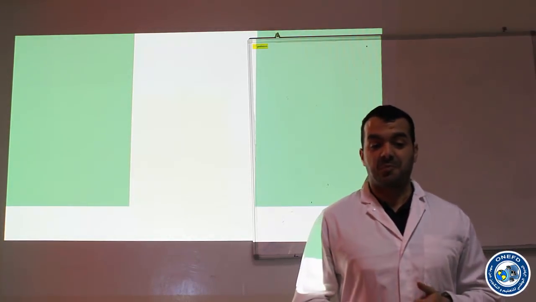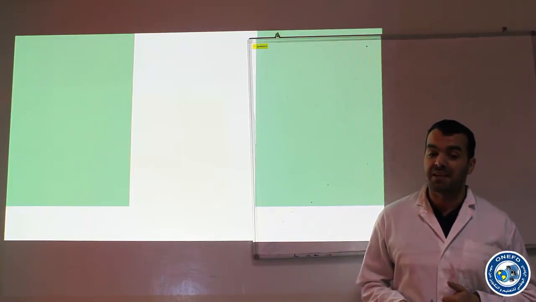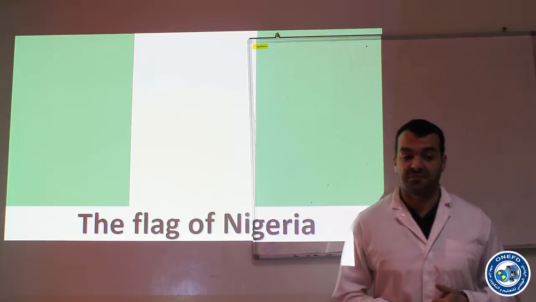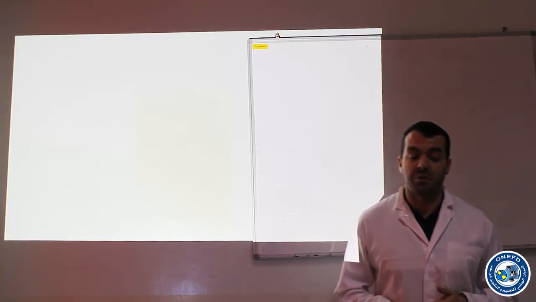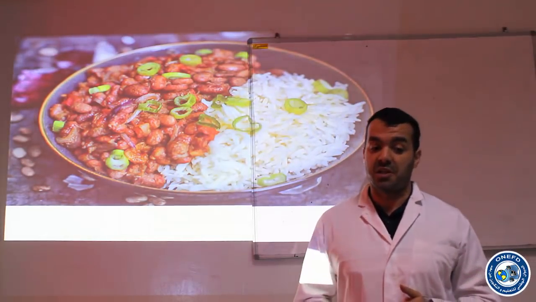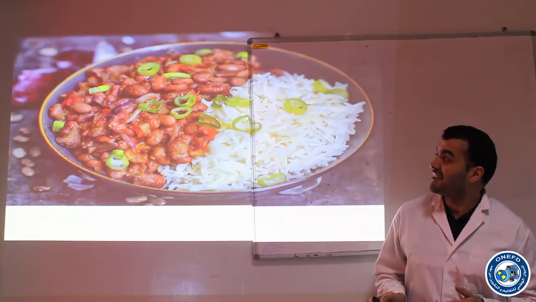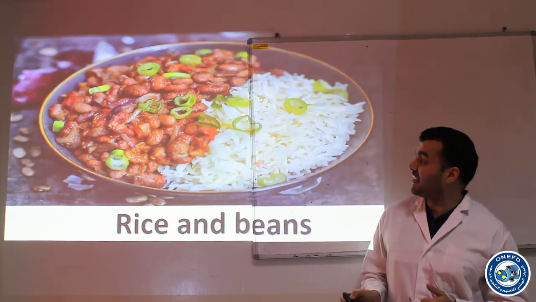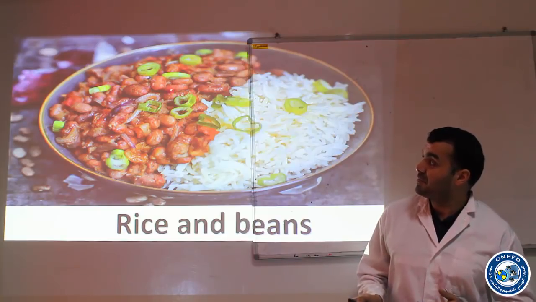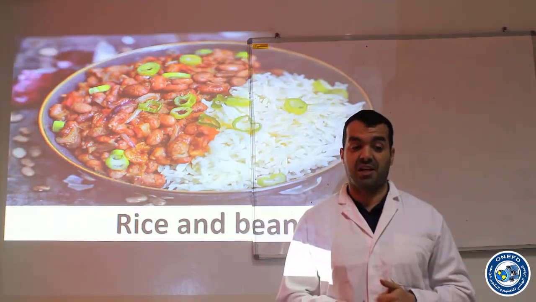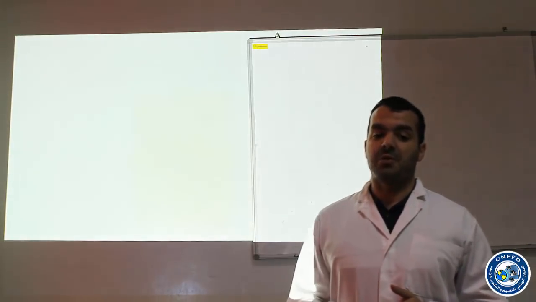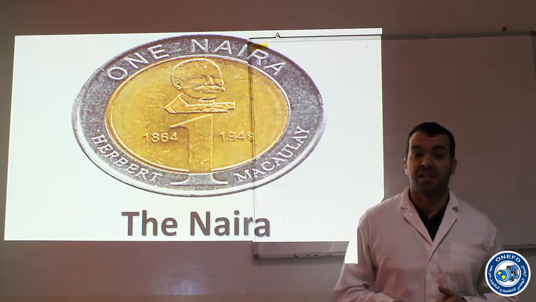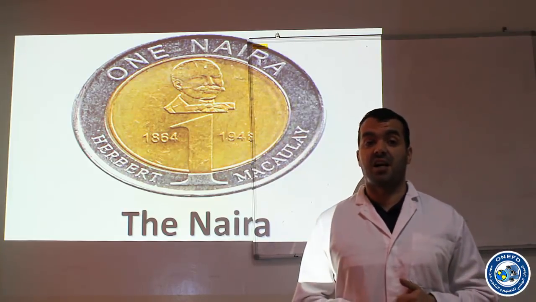Let's see the first country. Can you guess this country? This is the flag of Nigeria. Now, I will show you some food in this country. What is this? Can you guess? This dish is called rice and beans. This is the national dish in Nigeria, rice and beans. Now, what about the currency of Nigeria? We call it the Naira. The Naira is the currency of Nigeria.